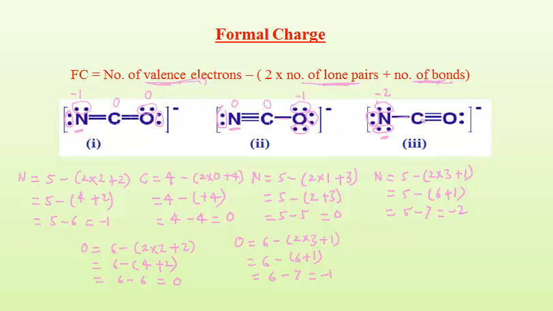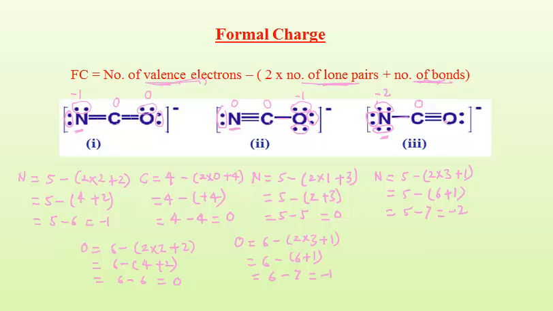Now this carbon atom has the same number of chemical bonds as this carbon atom, and both carbon atoms don't have lone pairs. That's why this carbon atom also has the same formal charge as this carbon atom.